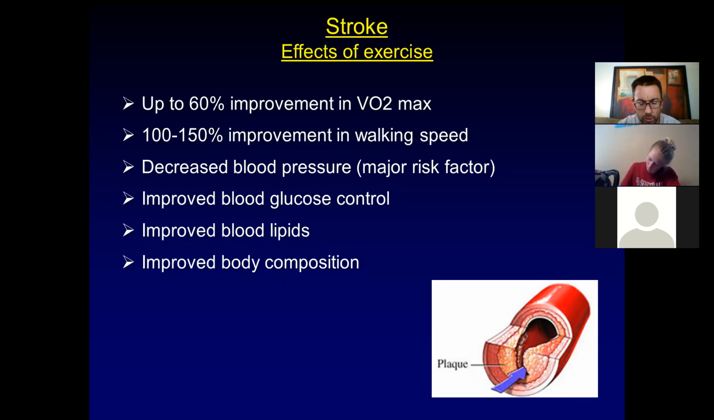So one of the other things is, if you've had one stroke, you are very, very likely going to have another stroke. And so if we can do things post-stroke to improve your lipid profiles, to improve body composition, to improve your blood pressure, that are going to lower your risk of having a second stroke, then that's going to be really, really good for us.